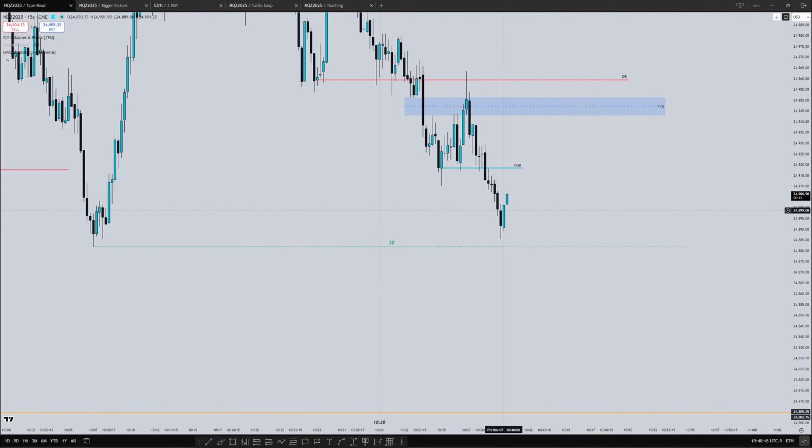So PD arrays in here. There's a fair value gap there with a volume imbalance. Not a lot of bearish order blocks, so you refer back to this SIBI as the current OB, minus, I guess.